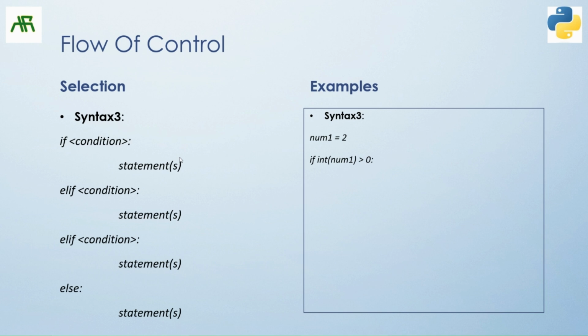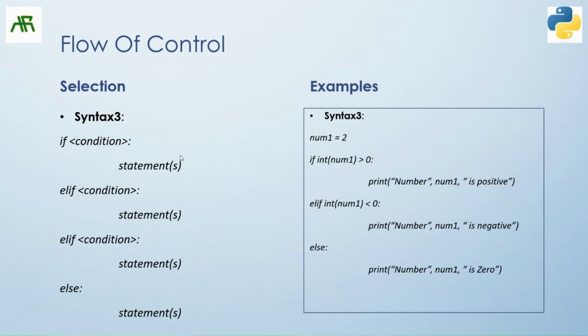Same number 1 equal to, if int of number 1 is greater than 0. Here I am imposing an integer because I want a whole number, a number that is non-negative. Print it is positive. Else if integer of num1 is less than or equal to, here in our main case it's 2, so it is greater than 0, it is not less than 0. If it is less than 0, int of less than 0 is satisfied, print it is negative, else print number is 0. If either of these conditions is not satisfied, else print this is the third statement.